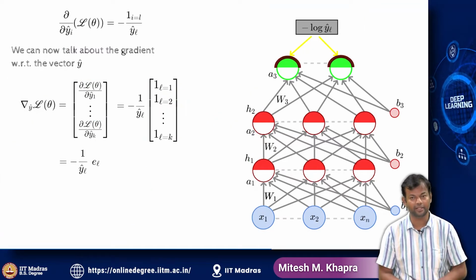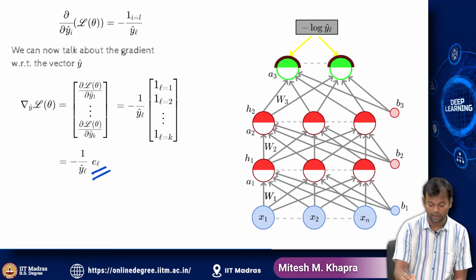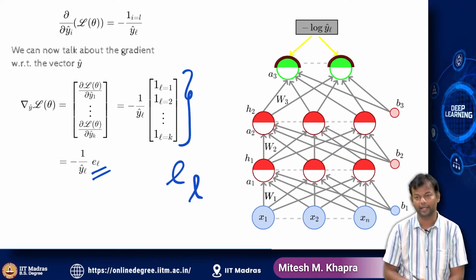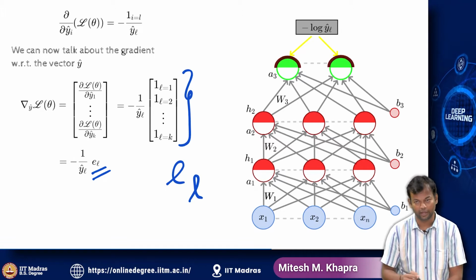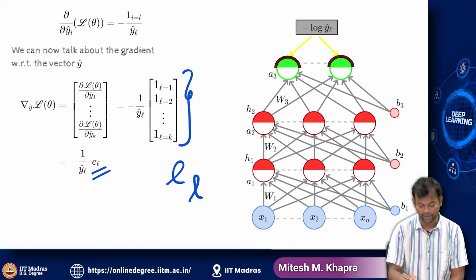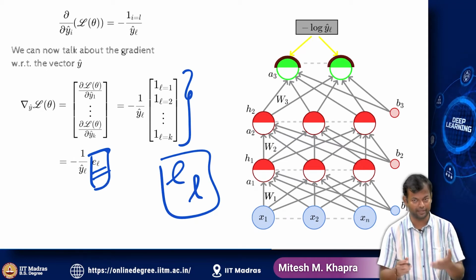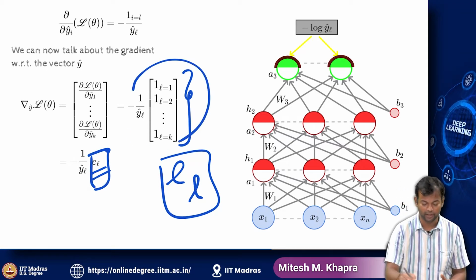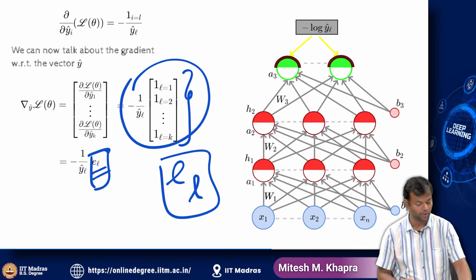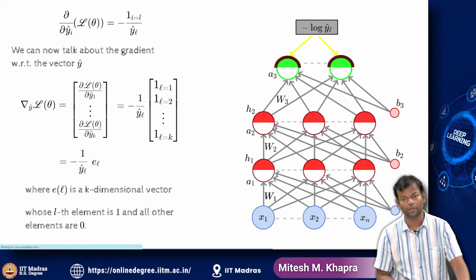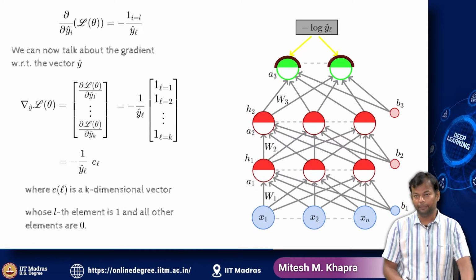Okay. So this is what it looks like. I am going to call this vector the one-hot vector e_l, which contains a 1 in the lth position and 0 everywhere else, right? That's just a more compact way of writing this. I have not done anything new. I have just introduced a new notation for the vector e, right? Okay. So far so good, right?